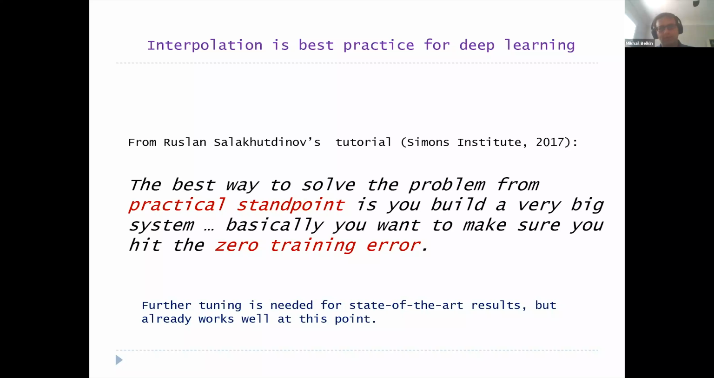So from the point of view of optimization, I think this is a very good point to start. Why is it that we can get to the zero training error? That's really the premise of my talk.